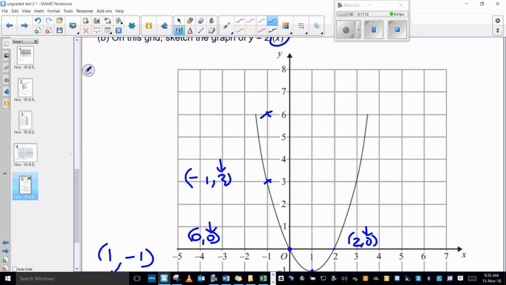Okay. So I'm now going to join up this point, this point, this point, and this point.